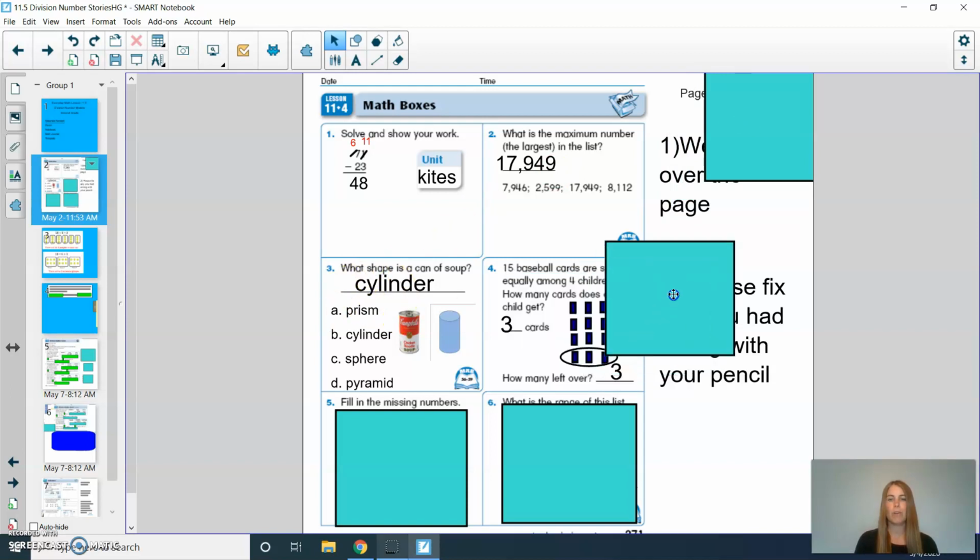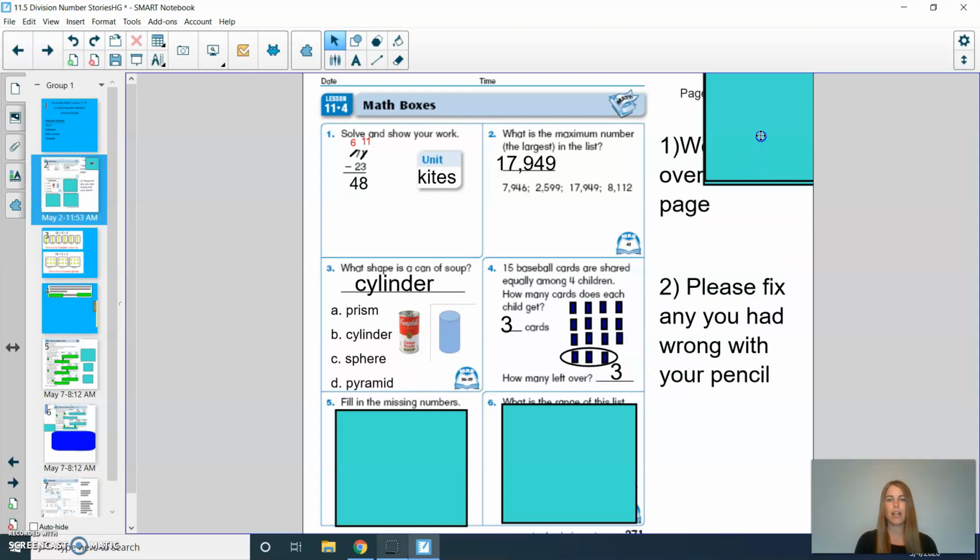For question number 4, 15 baseball cards are shared equally among 4 children. How many cards does each child get? So notice how I have my 4 children and I divided my 15 evenly until I had 3 cards. So I noticed how each child would get 3 cards and then I would still have 3 left over.